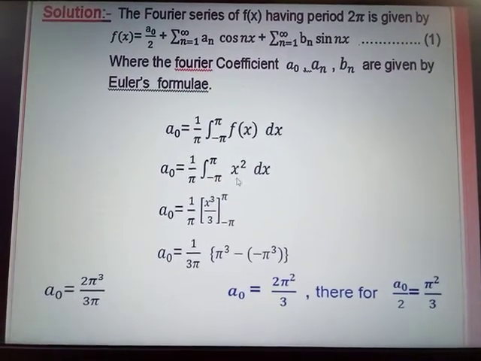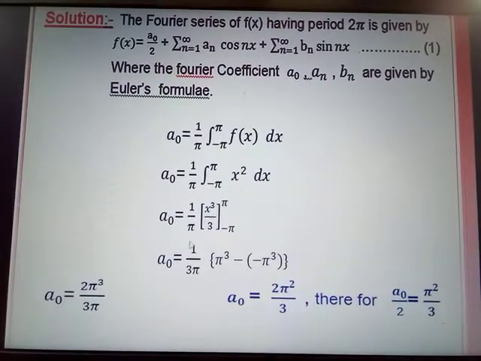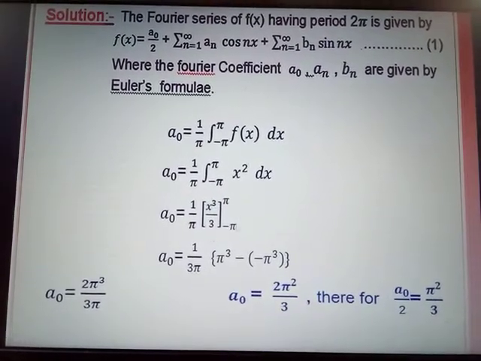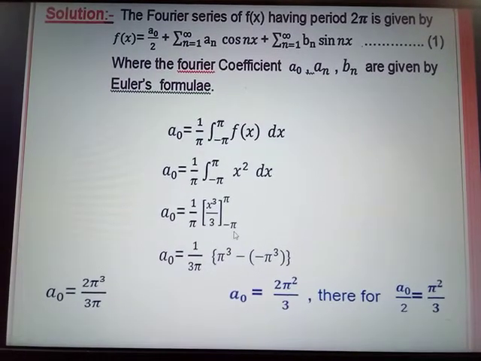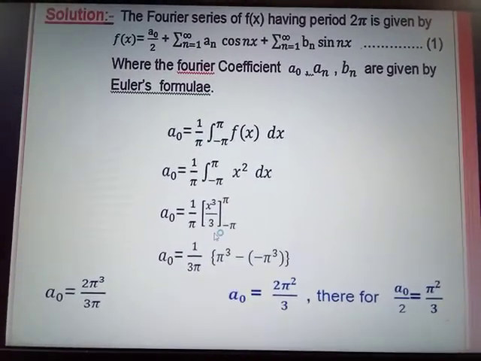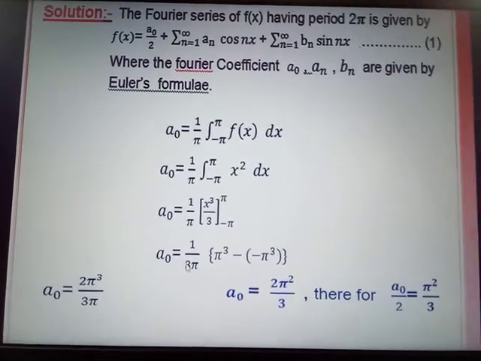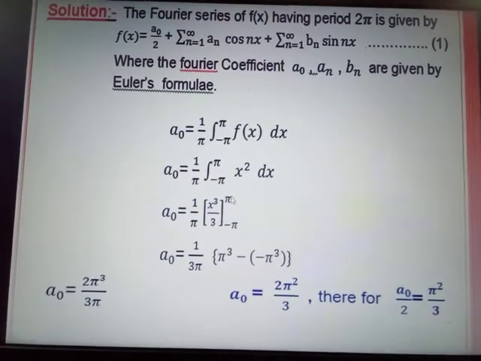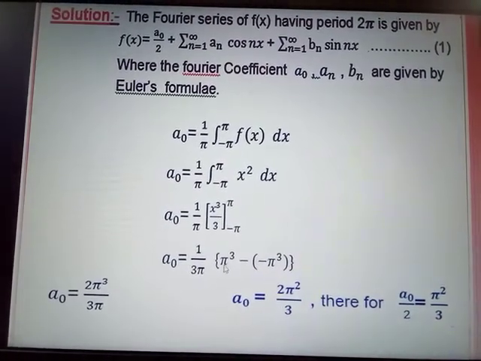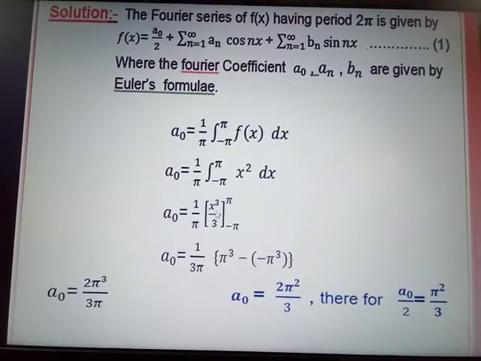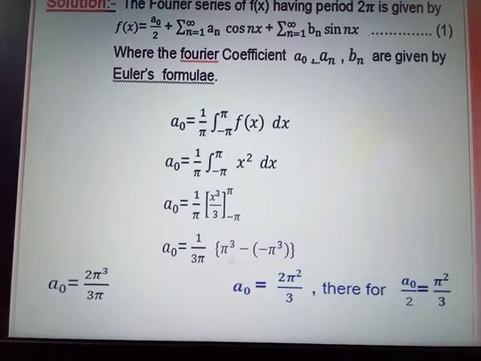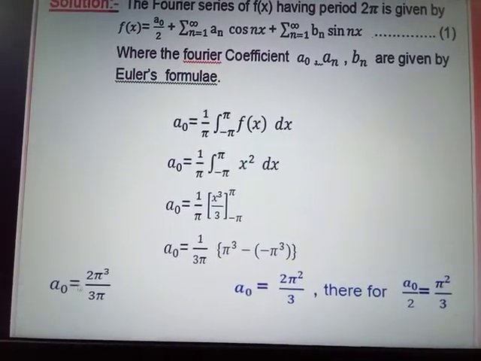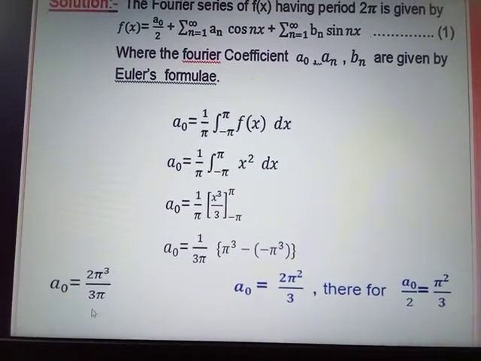Then integration of x square is x cube by 3, therefore a naught is equal to 1 by pi into x cube by 3, limits from minus pi to pi. We know that 1 by 3 is constant, take it outside, therefore a naught is equal to 1 by 3 pi into, first apply the upper limit, it will be pi cube, minus apply the lower limit, minus pi cube, minus into minus plus, therefore it is 2 pi cube, therefore a naught is equal to 2 pi cube by 3 pi.